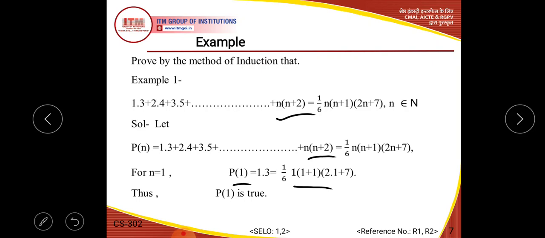Thus, this statement is true for n equals 1. Thus we get P of 1 is true. This is the first step. Now come to the second step.